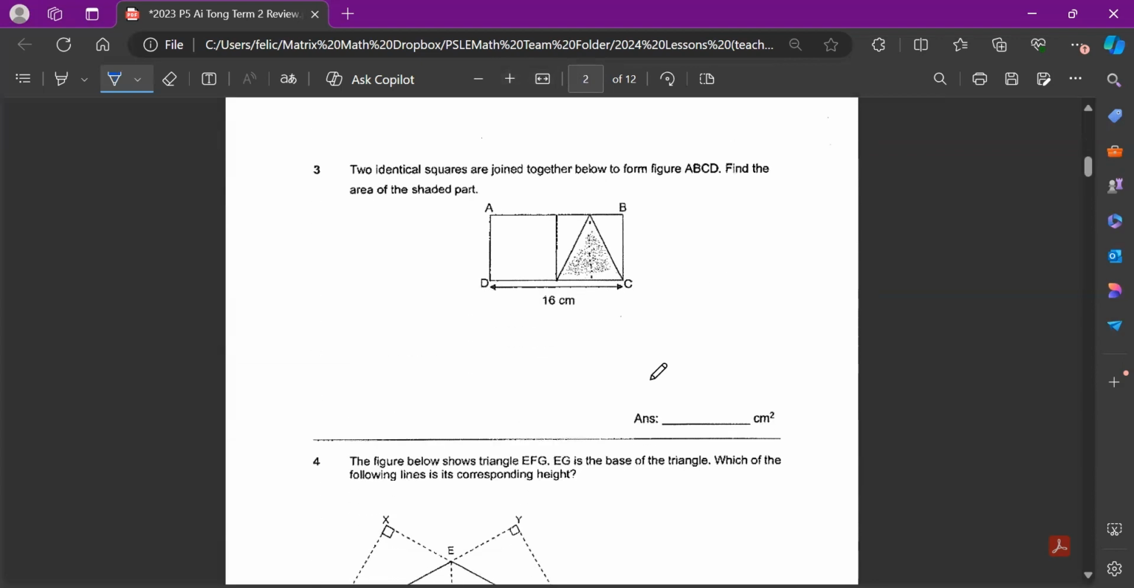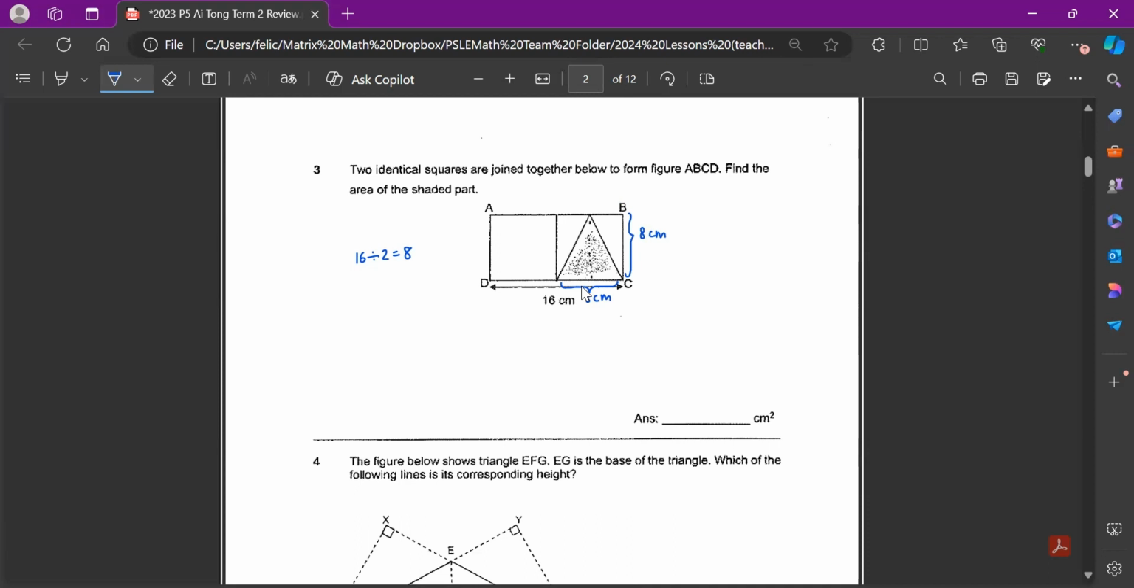Now, question 3. Two identical squares are joined together to form figure ABCD. Find the area of the shaded part. So we look at this shaded part, it's a triangle that's within one square, but there are two squares here, and we see that the two squares together DC, the length is 16 cm. So we should find the length of one side of the square first. Simply 16 divided by 2 to find one side of the square. So that means I can say this will be 8 cm, and the height here is also 8 cm.